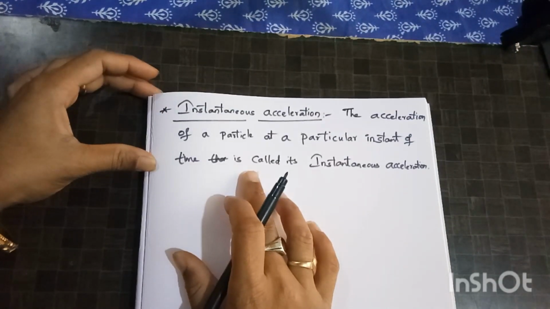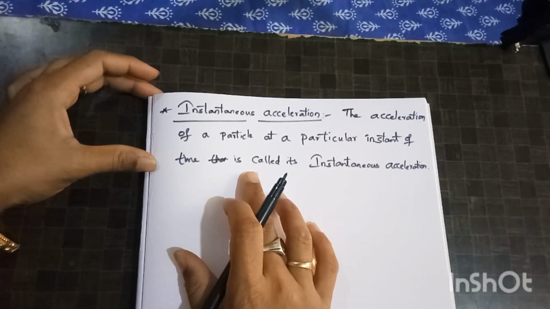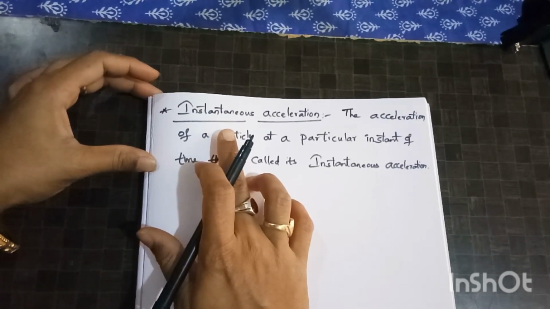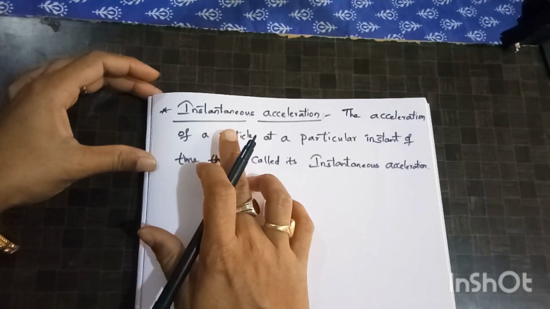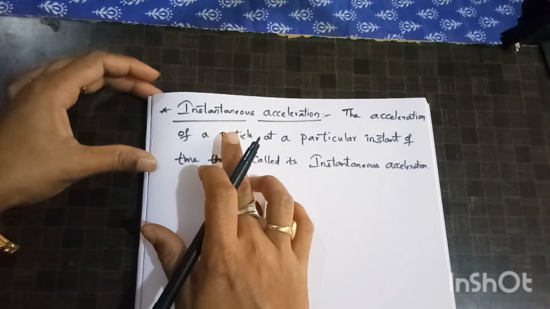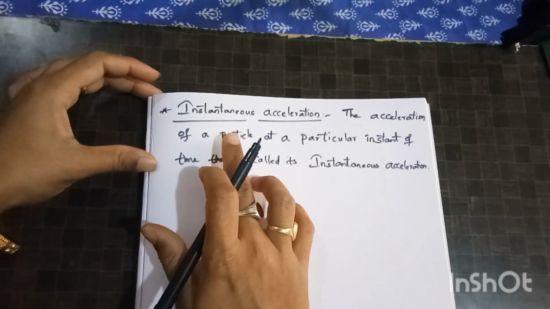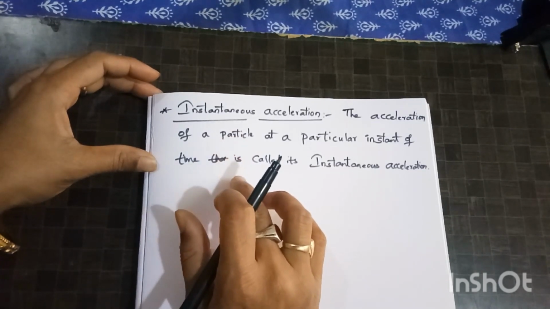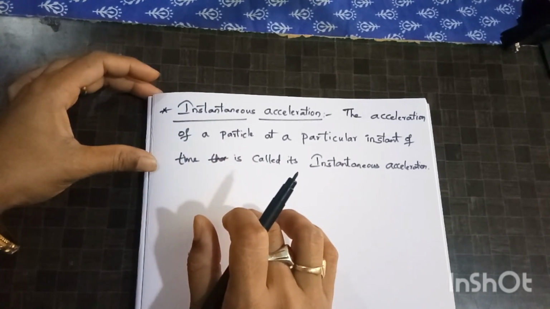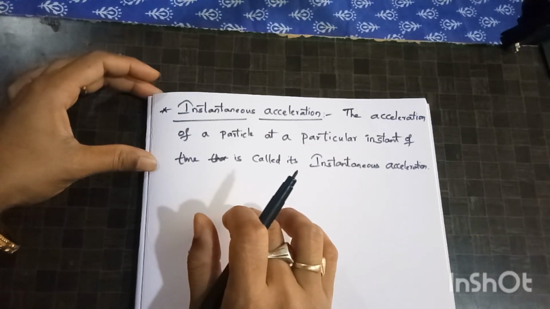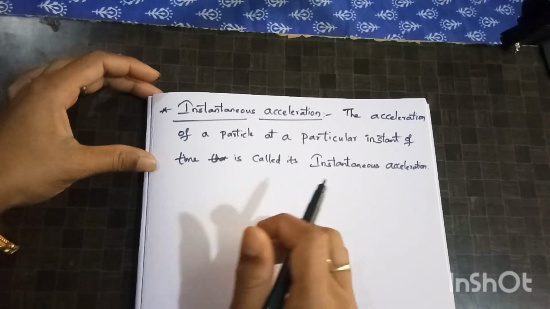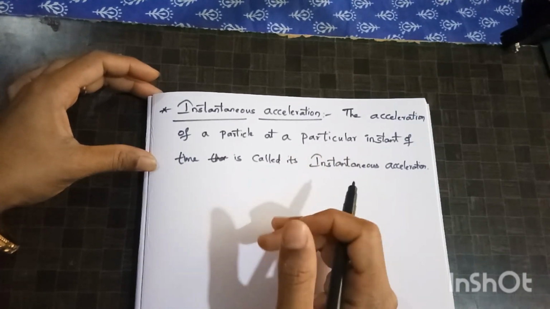Now we are going to discuss instantaneous acceleration. Instantaneous means a particular time. We have already discussed instantaneous speed and instantaneous velocity. Instantaneous speed means if we calculate the speed at any particular instant of time, then we call it instantaneous speed. Instantaneous velocity means for any particular time, if we find a velocity, then we call it instantaneous velocity.